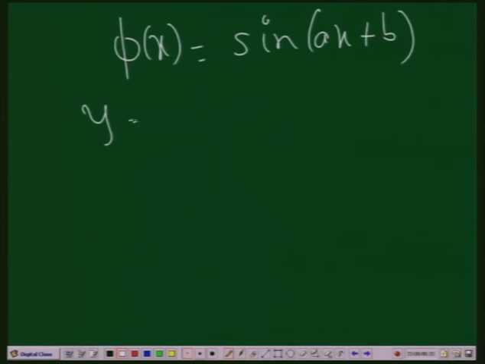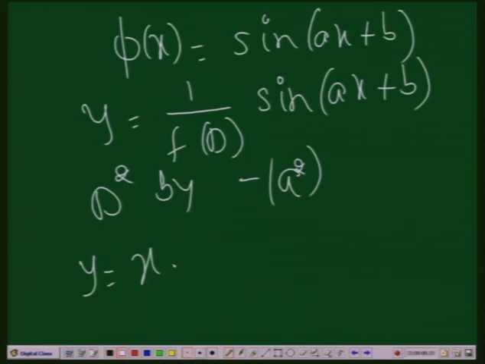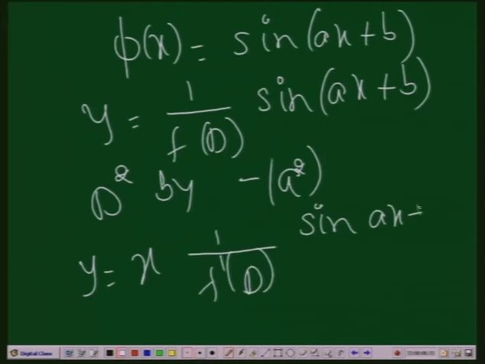The rule is y equals 1 by f of d, an operator operating on sin of ax plus b. We have to replace d square by minus a square, the same rule, if the denominator doesn't become 0 with the substitution. If the denominator becomes 0, then you multiply this with an independent variable, differentiate the denominator and then proceed with the same procedure of replacing d square by minus a square.